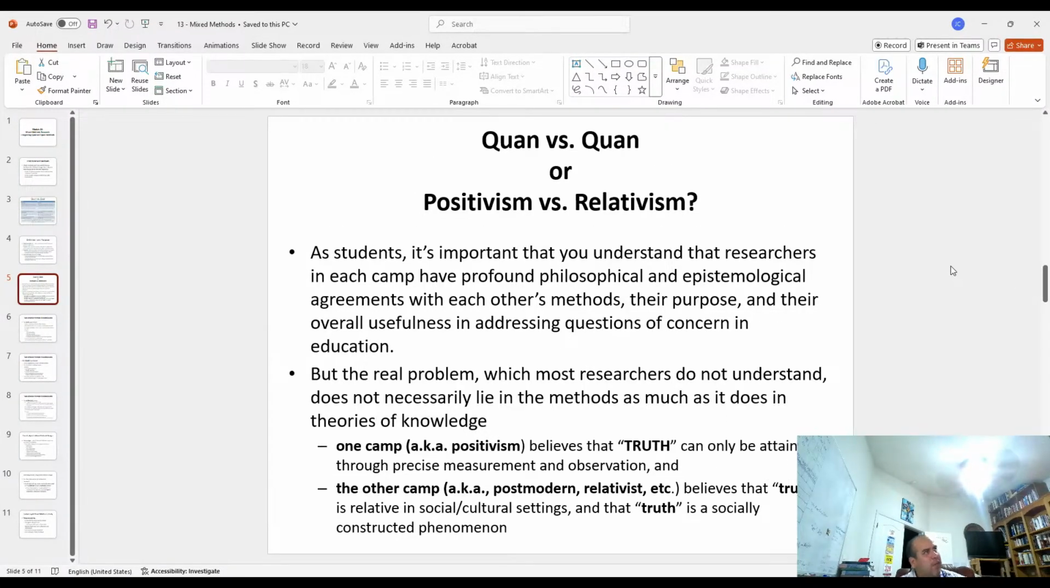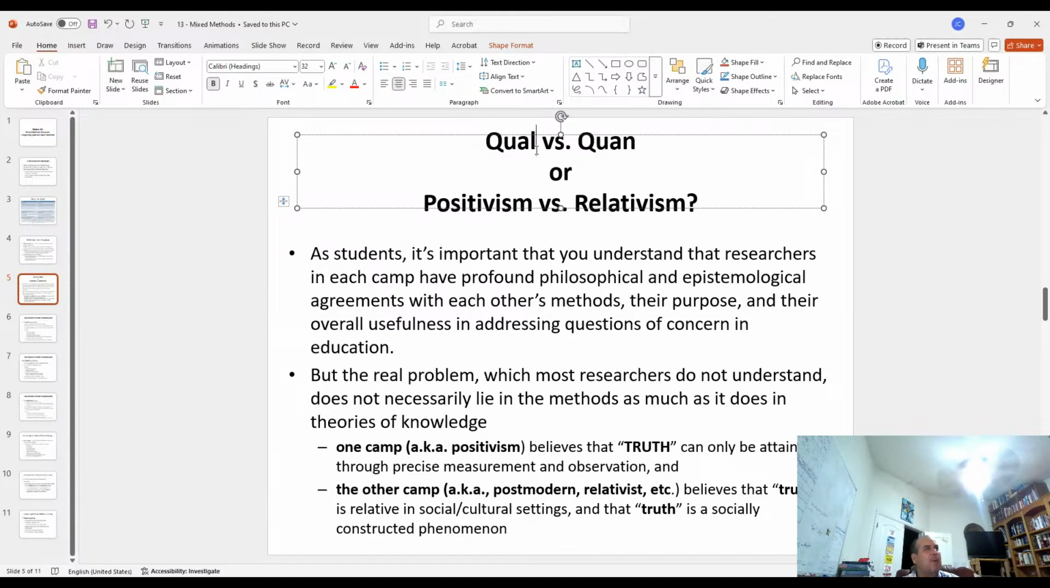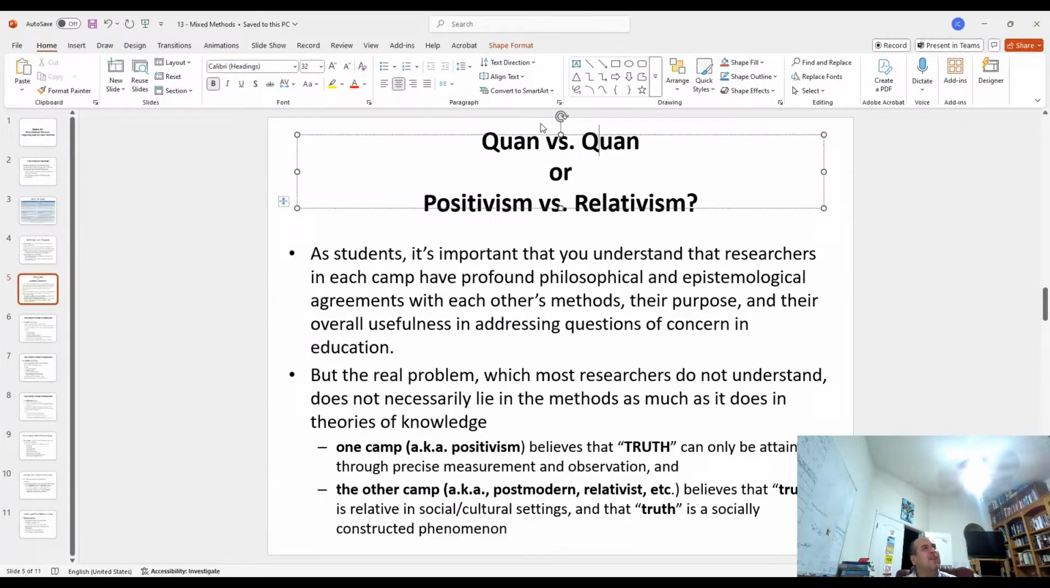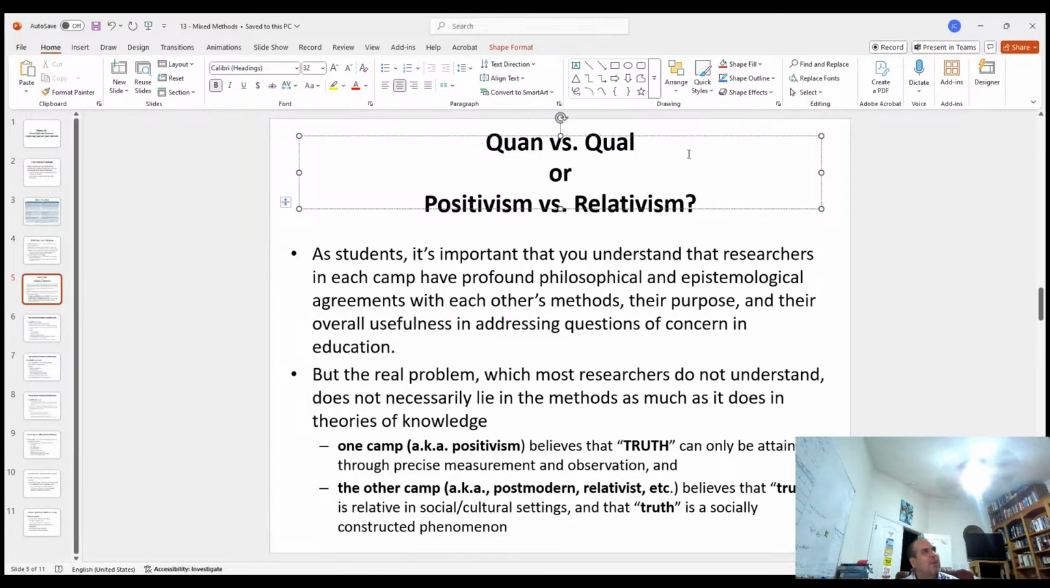Okay, quantitative and qualitative. Sorry about that. Qualitative versus quantitative. Okay, let me do quantitative versus qualitative.